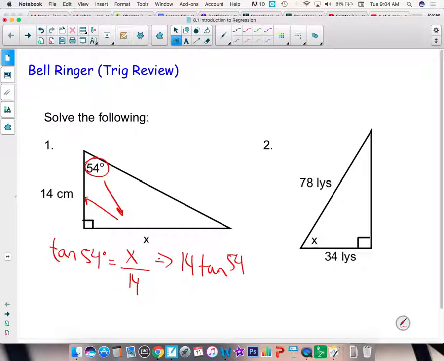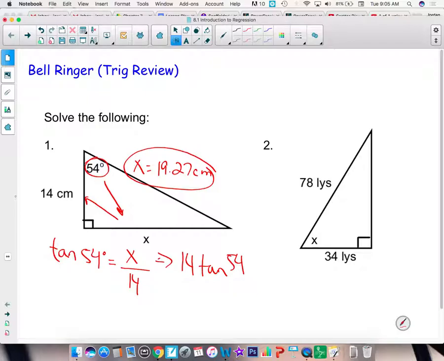Go ahead and plug that in your calculator, see what you get. We have to change my calculator to degree mode. You should get 19.26, so x equals 19.27, and we are in centimeters. If you have one of the graphing calculators, you have to press the mode button and make sure you're in degree mode because we're using degrees here. If it's in radian mode, then you're going to get a different answer. I think you get like 9.4 if you're in radians.